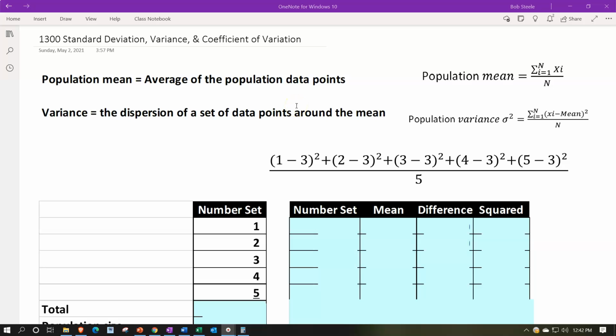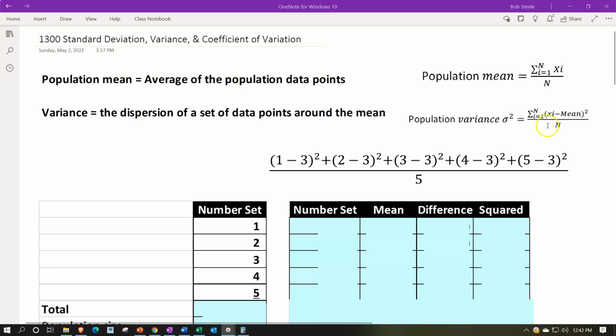Then we want to take a look at the variance, which is the dispersion of a set of data points around the mean. That looks like a formula such as this. Population variance is going to be each data point minus the mean, which we then square, divided by the population size again.